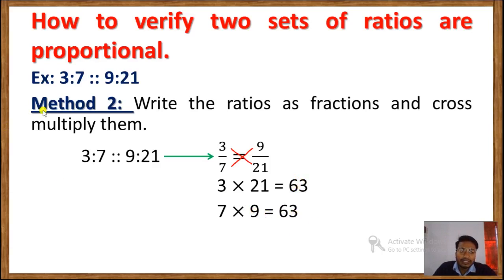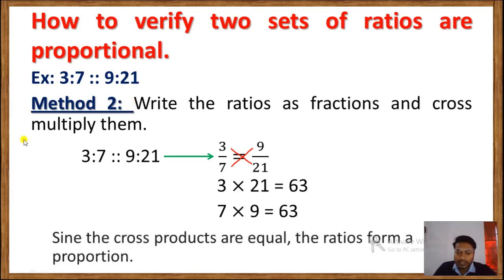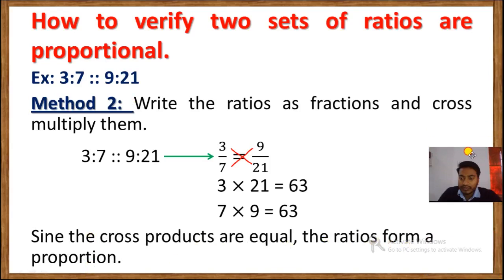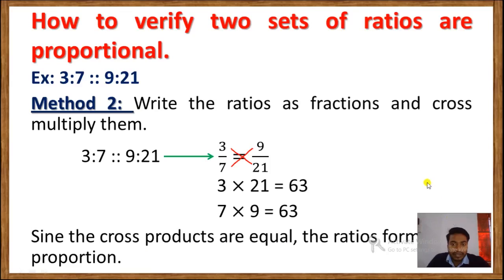Okay, that means these ratios are in proportion. Since the cross products are equal, the ratios form a proportion. So, both the methods we have discussed show how to verify this.